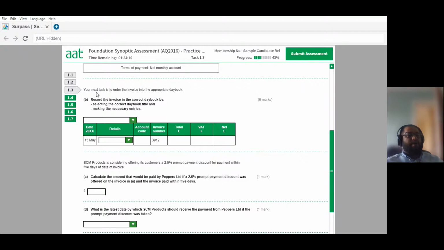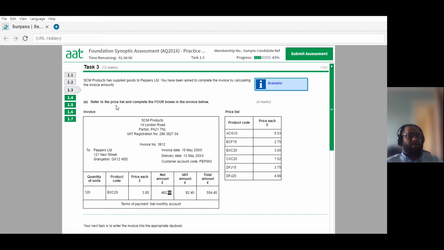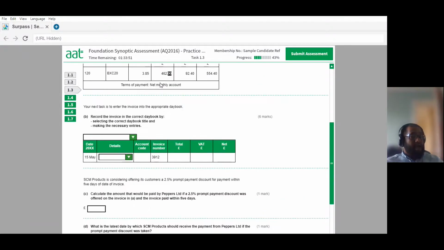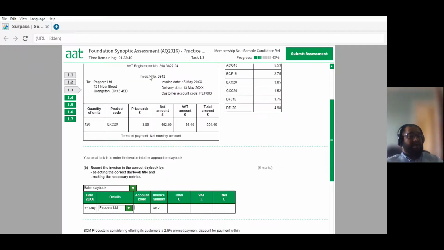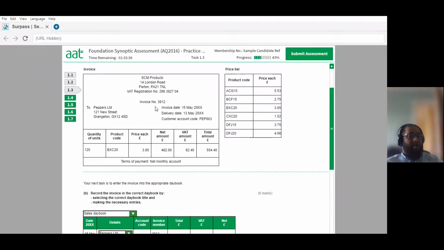The next task is to enter the invoices into the appropriate day book. If you look at that now, it says SCM Products has supplied goods to Peppers Limited. So that means you are the seller, and Peppers are your buyers. So they are your customers. If they're your customers, they're going to be recorded where? It's going to be the sales day book. Sales day book. You're going to choose the data saying Peppers Limited. The account code for Peppers Limited, it says somewhere here.